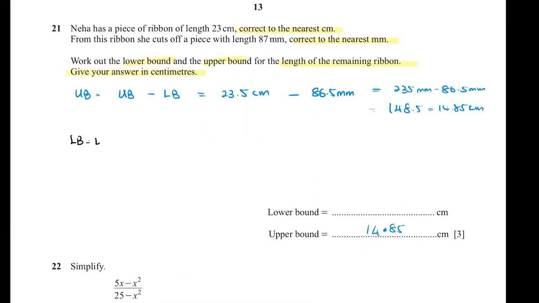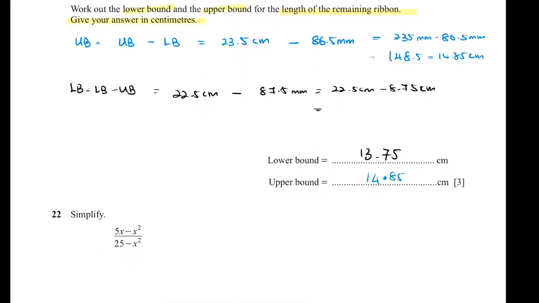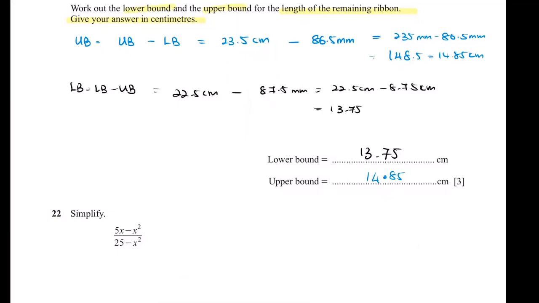Lower bound, we need to use lower bound minus upper bound. Lower bound will be 22.5 centimeters minus 87.5 millimeters. Change both to centimeters since we want our answer in centimeters. Okay, that's your answer. Do not subtract first and then find your bounds. That's not how you do it. You have to find your bounds, meaning you have to give the upper bound and lower bound first before getting your answer.